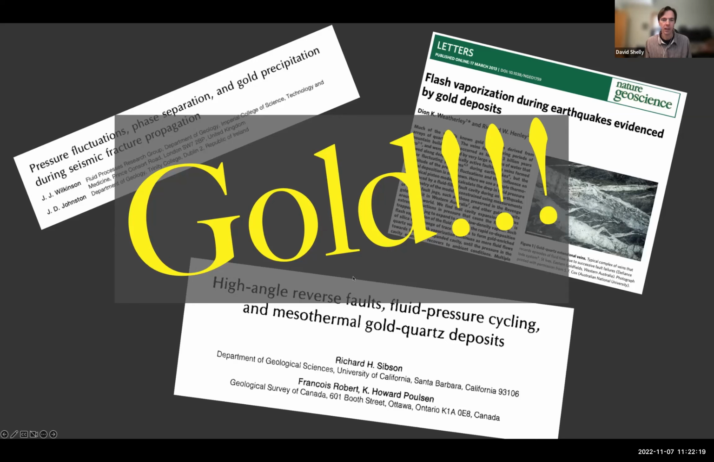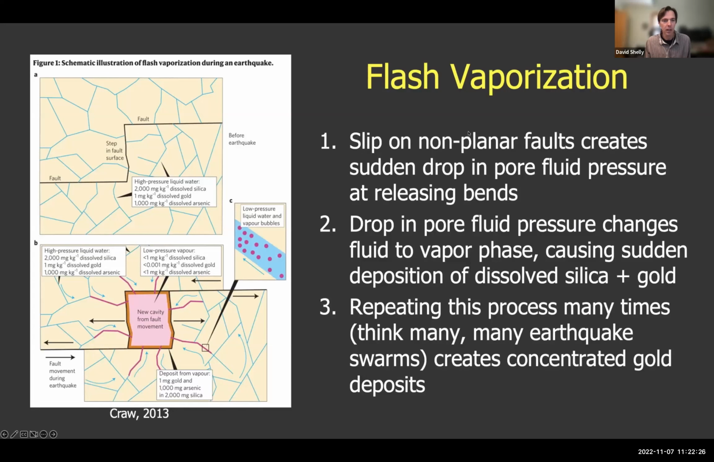So this process is sometimes termed flash vaporization, and the idea is that you have slip on a fault that's not a plane. As you get that slip, you create cavities and you suddenly drop the fluid pressure. The fluid vaporizes, and that causes sudden deposition of dissolved silica and sometimes gold. And you can imagine repeating this process many, many times. That would be perhaps many, many earthquake swarms, and to create concentrated gold deposits.